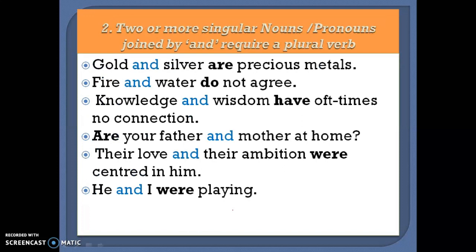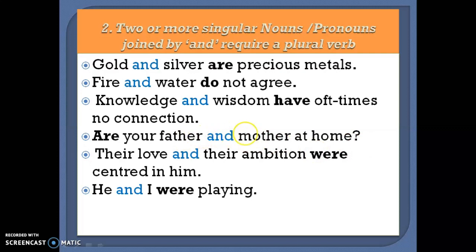Next rule is, if there are two singular nouns or pronouns, if they are joined by conjunction and, they always require plural verb. For example, gold and silver are precious metals. Fire and water do not agree. Knowledge and wisdom have oft times no connection. Are your father and mother at home?